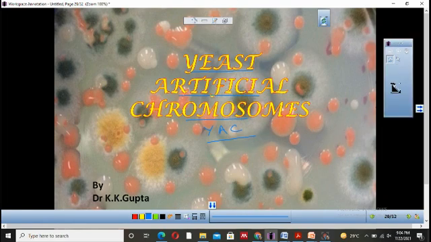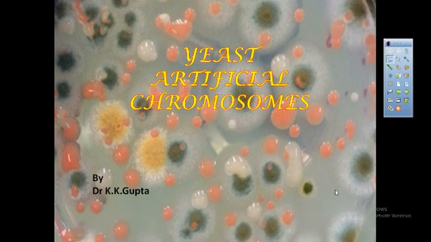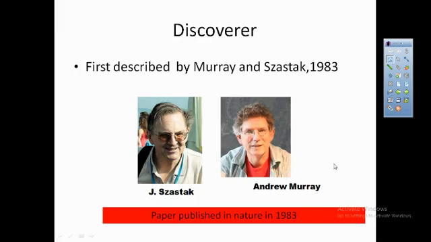So let us talk about some of the features it has. Definitely, behind any discovery, it is the dedicated work of scientists. These are the two scientists, J. Sastock and Andrew Murray, who in 1983 developed these YAC artificial chromosomes, and this paper was published in Nature in the same year.